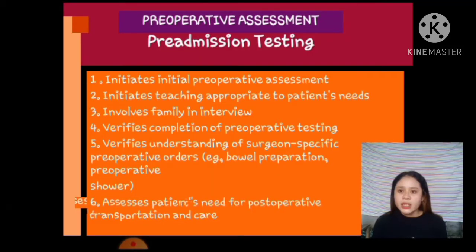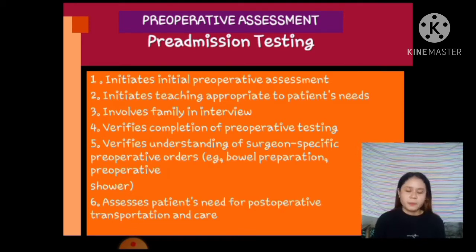Next, initiates teaching appropriate to the patient's needs. In here, teaching the patient is an important aspect of nursing care. Nurses provide effective education strategies to give the patient a better understanding about the situation.